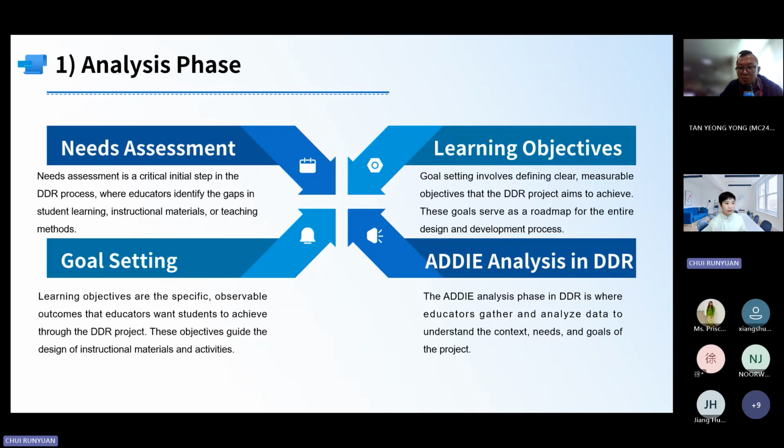In the first phase, the analyze phase, there will be some tasks for us to finish. The first one will be the needs assessment or needs analysis. Needs assessment is a critical initial step in the DDR process or ADDIE process, where educators identify the gaps in student learning, instructional materials, or teaching methods. The second one is goal setting. Goal setting involves defining clear, measurable objectives that the DDR project aims to achieve. These goals serve as a roadmap for the entire design and development process.